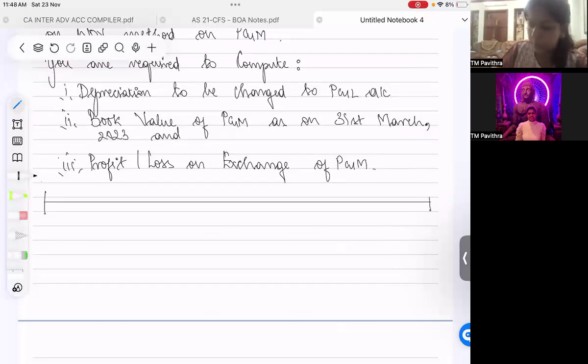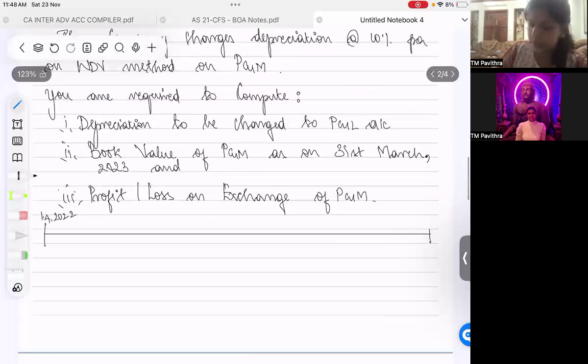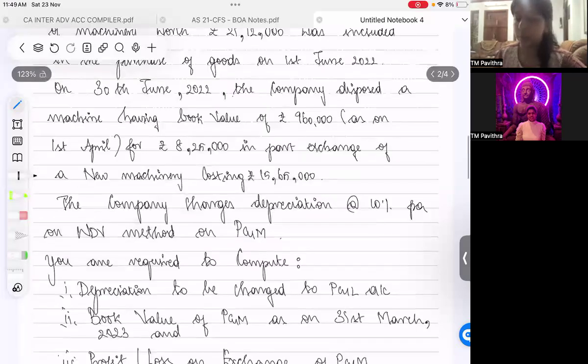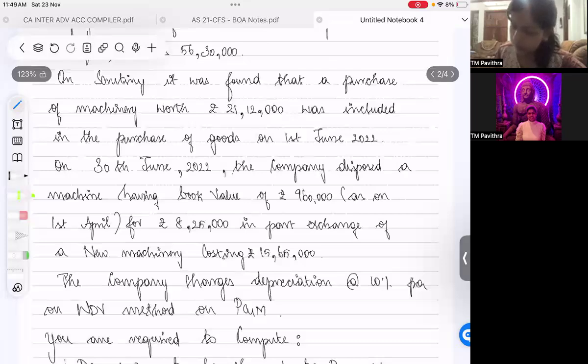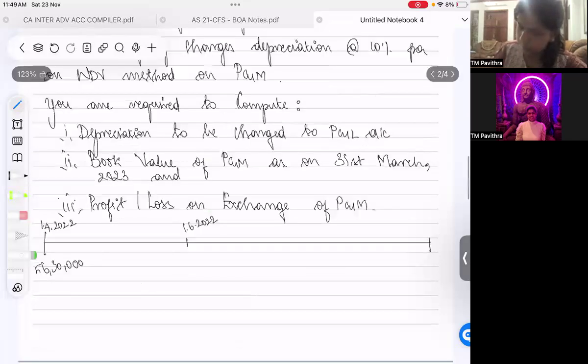We are given the opening balance on 1/4/2022. The value is 56,30,000. We are also given the value as on 1/6/2022, the date when we purchased a machine and it was wrongly included as the purchase of goods. So here we have 21,12,000.